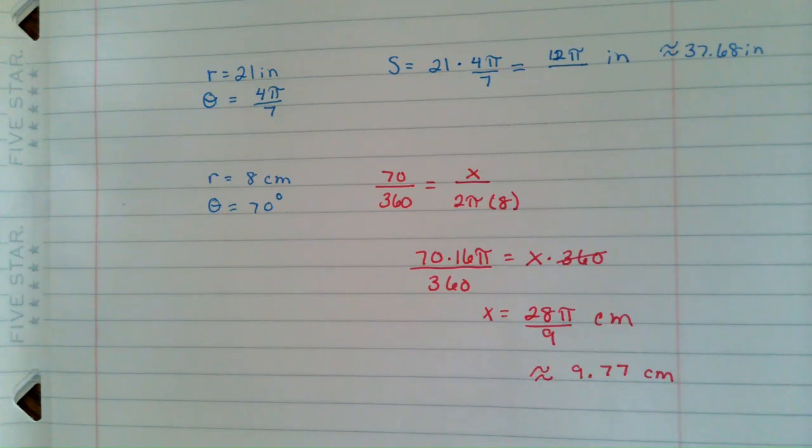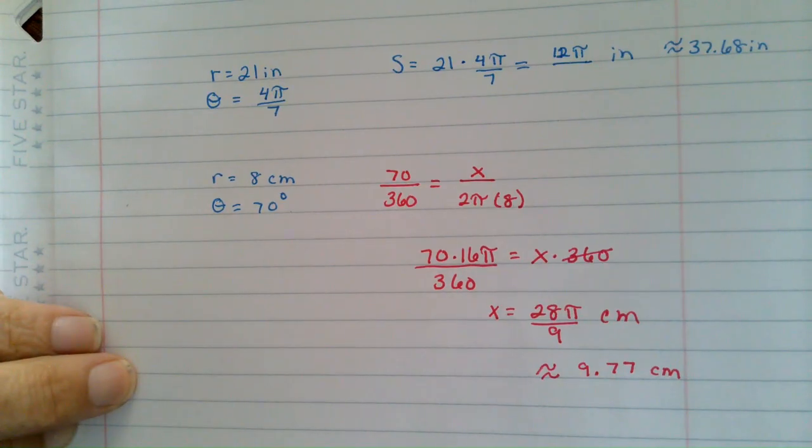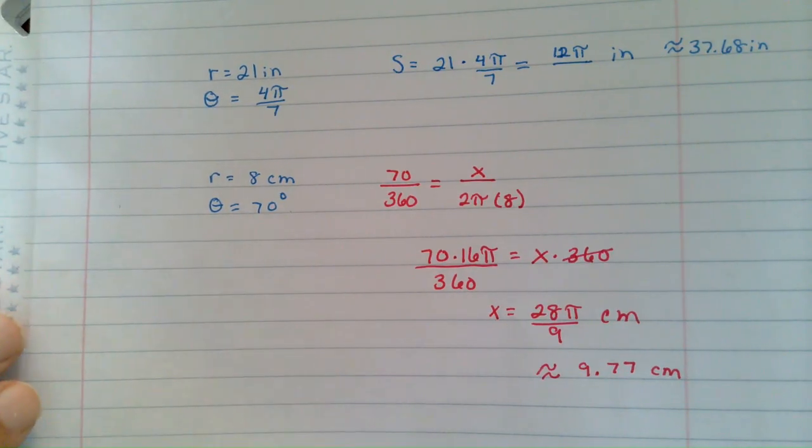So either way you're looking at it, you can do this. Again, if it's in degrees, I recommend the proportion. If it's in radians, you have a formula for that. Okay, so now we know what a radian is. Now we know what an arc length is. We know what a central angle is. What else is there with this stuff?